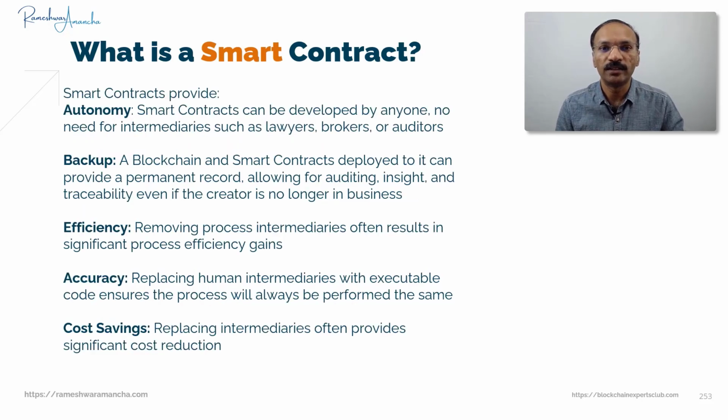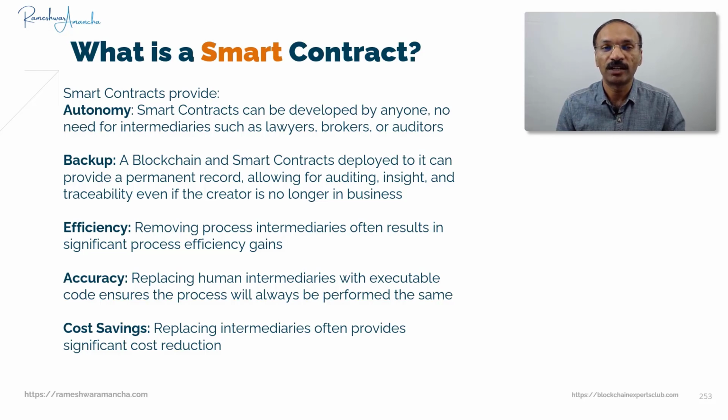Smart contracts provide most of the benefits, like autonomy. A smart contract can be developed by anyone. You as a participant can write your own smart contracts. In the example I've given, the landlord can write a smart contract for any particular tenant, and there's no need for an intermediary such as lawyers, brokers or auditors to monitor such transactions. If the tenant and the landlord both agree to the smart contract, why do we need a third party to verify the transactions? That is the autonomy achieved by smart contracts.